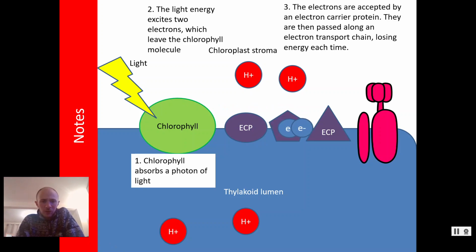Now every time they're passed along, they lose a little energy. Now in chemistry that's called going down an energy level. I believe it has something to do with orbitals. In biology we don't care. We've got the idea that these things are losing some energy, and that energy is going to be used for something. In this case, I'm going to come to it in a second, but this energy is going to be used to pump these hydrogen ions across this membrane. So far, chlorophyll absorbs a photon of light, it excites 2 electrons, and those then pass along these proteins called electron carrier proteins.